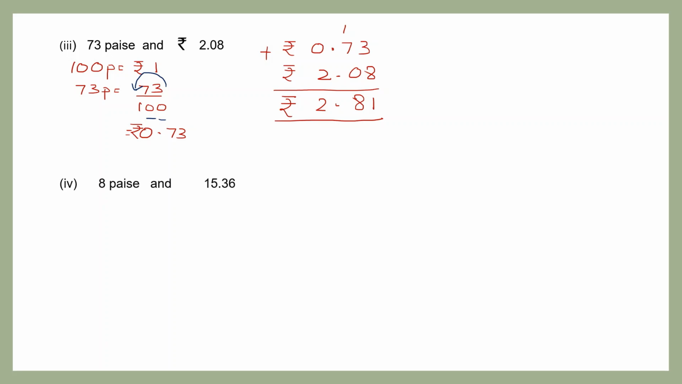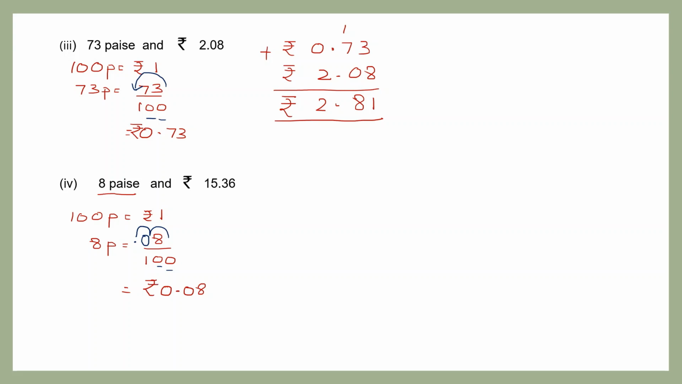Question 4. 8 paise and 15 rupees 36 paise. So again, let's convert 8 paise into rupees. So 100 paise make 1 rupee. Therefore, 8 paise will be 8 divided by 100. Now, there are two zeros. Point must move two places to the left and come here. So, this is 0 here. So, what is my answer there? 0.08, and this is rupee.